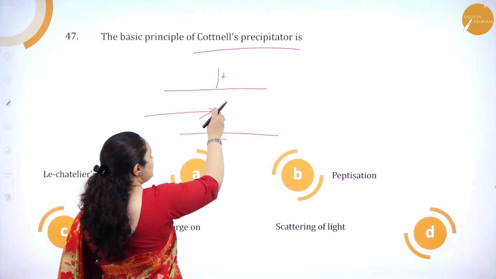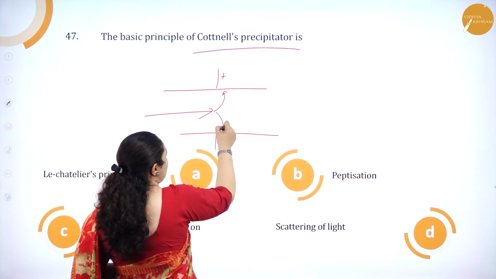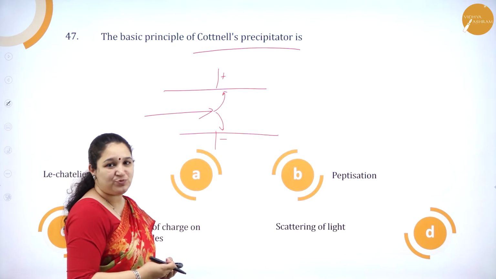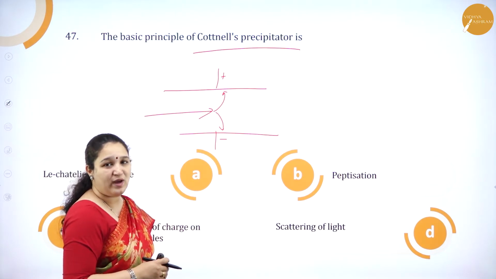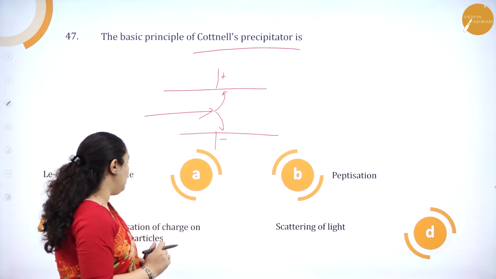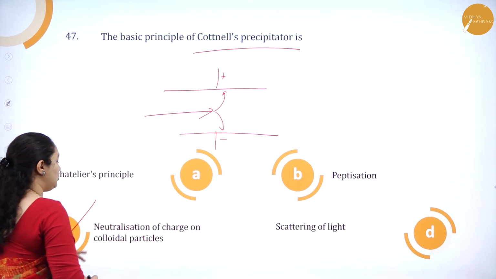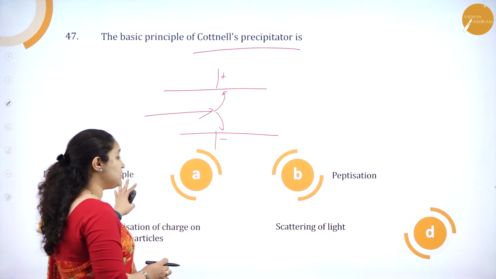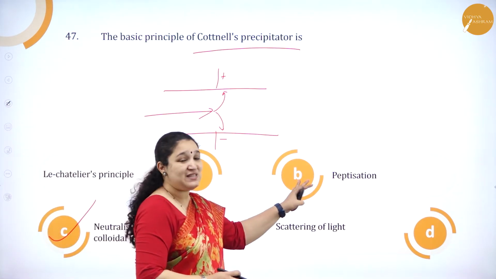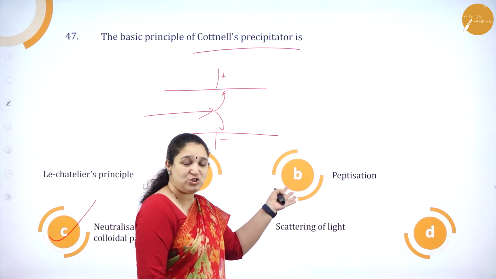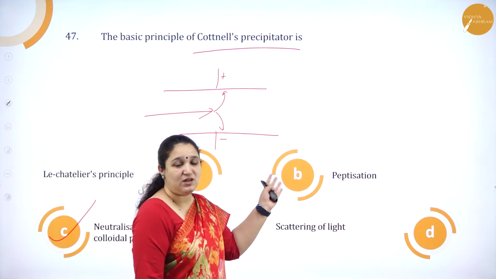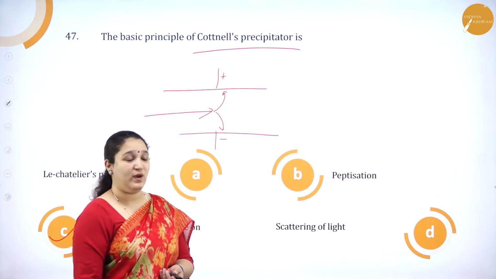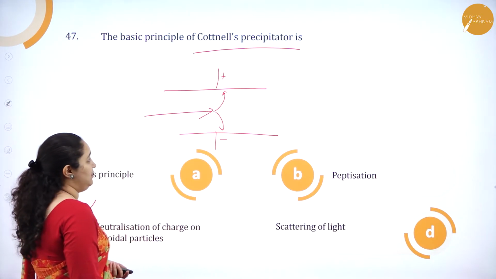So colloidal particles, if they're oppositely charged, get attracted towards these electrodes or these charged plates, and they'll undergo coagulation or neutralization. So neutralization of charge on the colloidal particles is the basic principle, not Le Chatelier's principle, that is for equilibrium which we use. Peptization is a method of formation of a colloidal solution, isn't it? So that also we cannot use. It's not scattering of light, which is Tyndall effect. Okay, so the answer is option C.